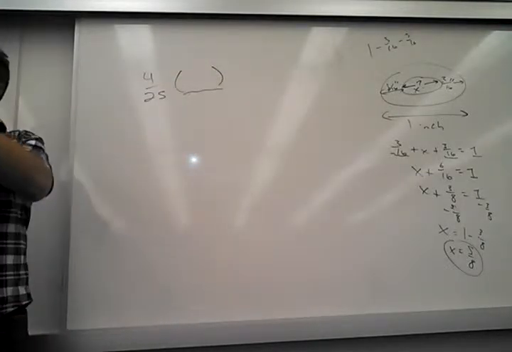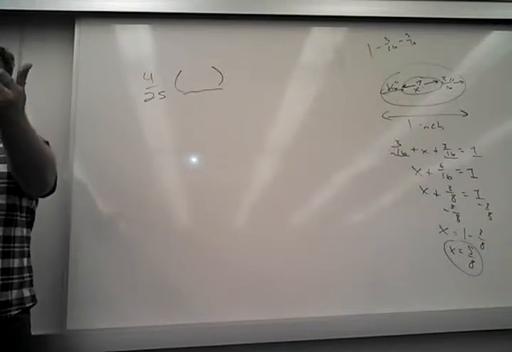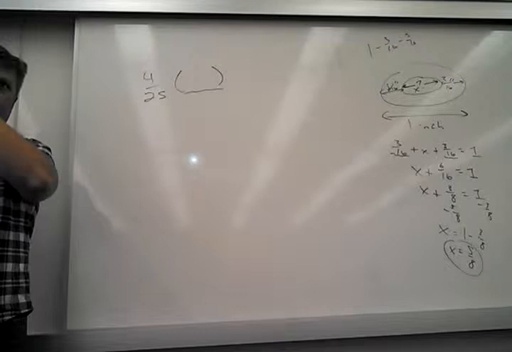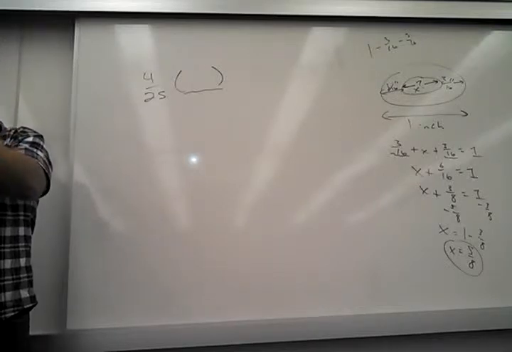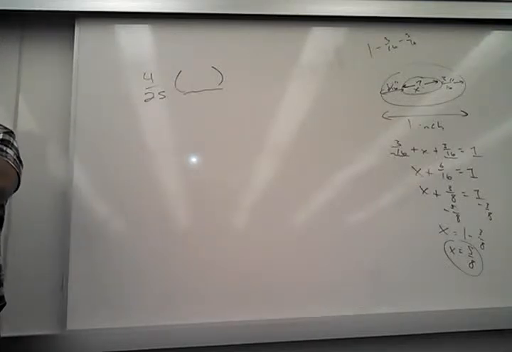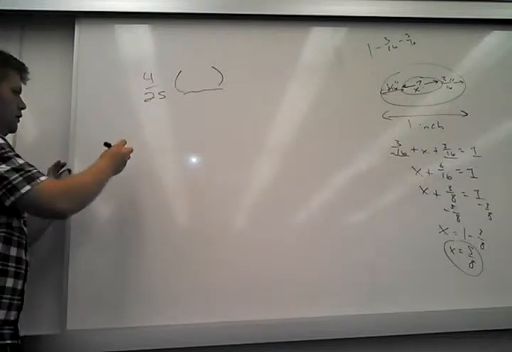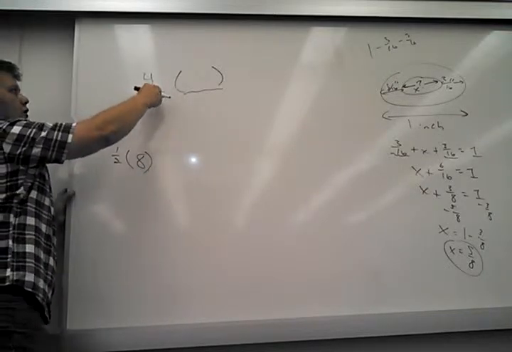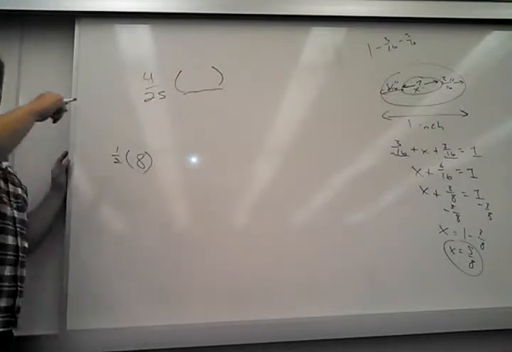So that's how you use fractions, and we already know this. How do I cut something in half? If I have 8, cut it in half, you get 4, because it's multiplied: 1/2 of 8. So 4/25 of. That's the key thing.